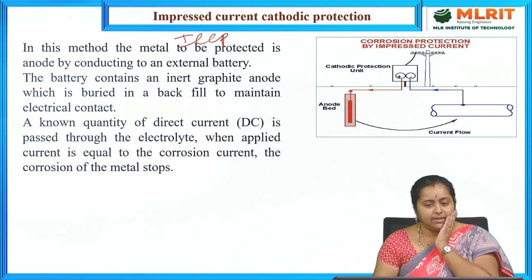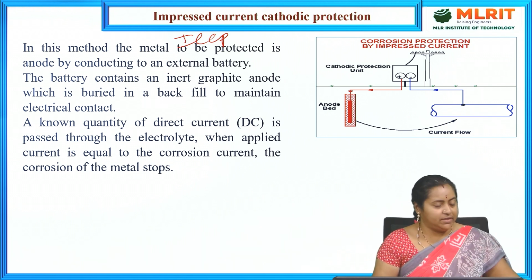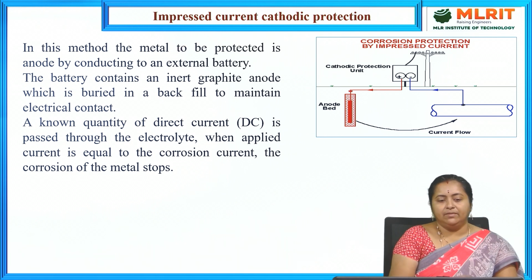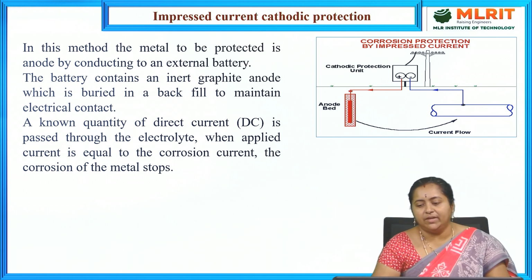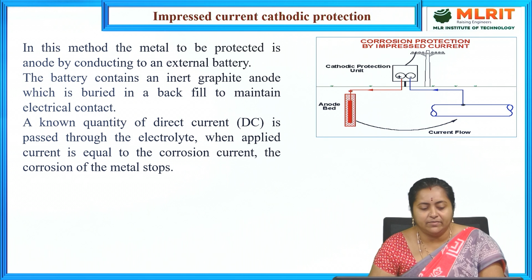So in this method, the metal which is to be protected is considered to be the base metal, which we know very well. The metal which is to be protected from corrosion reaction is connected to an external battery with the help of an anode. A new anode we have to choose. Generally, graphite will play that role.